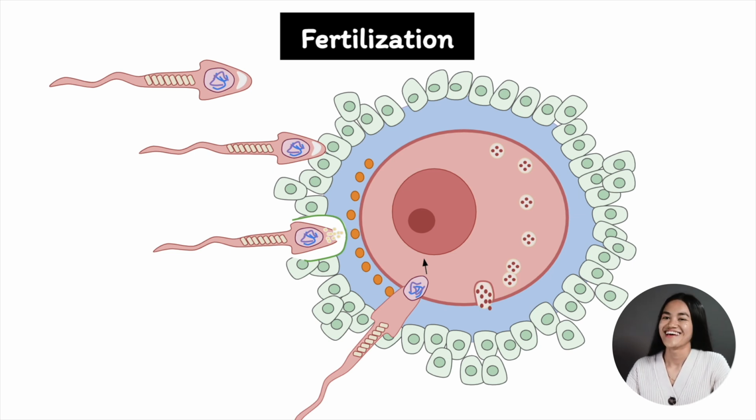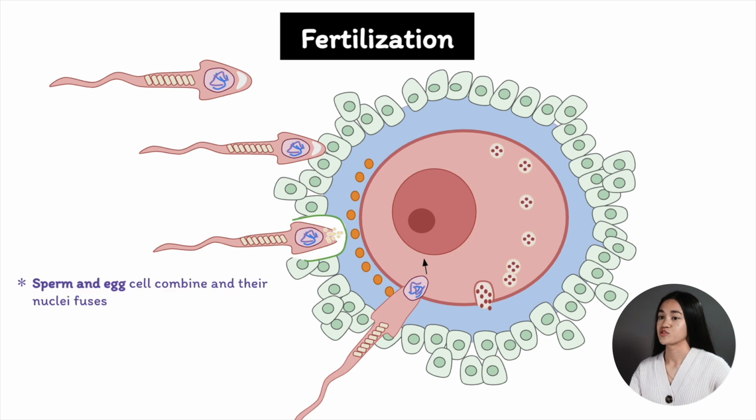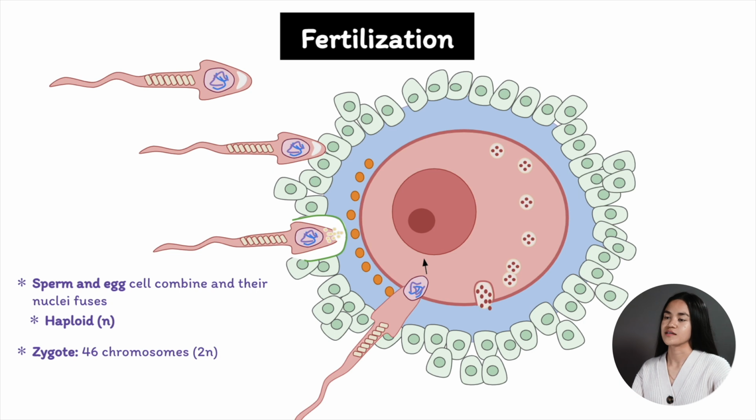Let's get started. Fertilization occurs when the sperm and egg cell, the oocyte, combine and their nuclei fuse. Each of these cells, the sperm and egg, are haploid cells. There's only one set of chromosomes, so they only contain half of the genetic material needed to form a diploid cell, a zygote. So the zygote contains 46 chromosomes, 23 from the maternal side and 23 from the paternal. Fertilization also triggers metabolic processes that initiate embryological development.